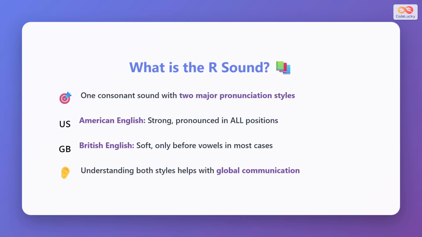The R sound is a single consonant that has two major pronunciation styles in English. American English uses a strong R sound in all positions of words. British English uses a soft R sound, and it is often silent at the end of words. Understanding both styles helps you communicate better with people from different English-speaking countries.